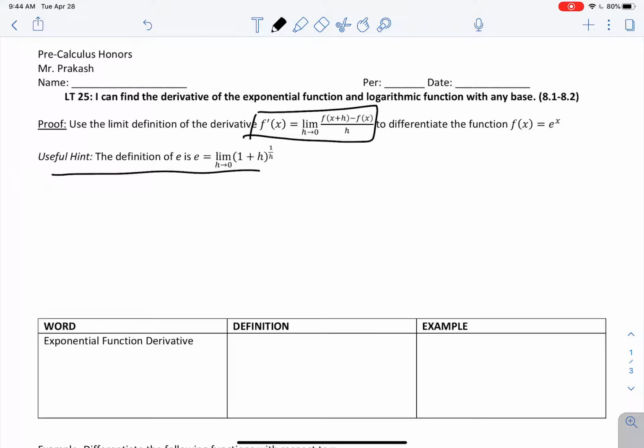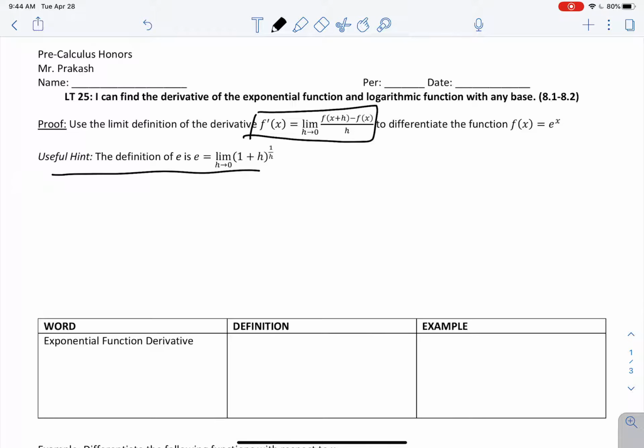Here's a hint for you: e is defined as the limit as h approaches 0 of (1 plus h) to the 1 over h. You'll need to use that somewhere in your proof. So pause this video, take some time for yourself to try doing this on your own, and then come back to the video and I'll show you how to do it.